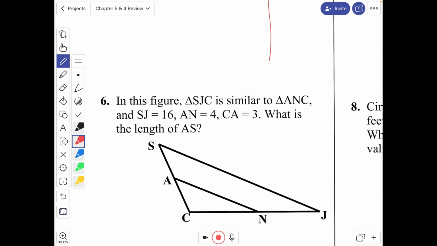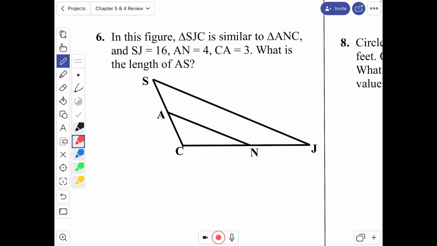Number 6. In this figure, triangle SJC is similar to triangle ANC. And SJ equals 16, and AN equals 4, and CA equals 3. What is the length of AS? So this triangle SJC and this triangle ANC are similar. Sometimes we have a hard time seeing them when they're stacked on top of each other like that. So I recommend redrawing the triangles.